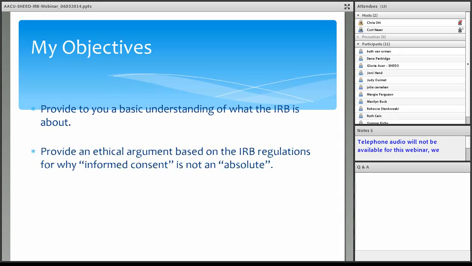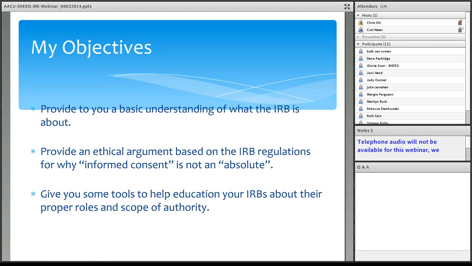And my third objective is to give you some tools to help educate your IRBs about their proper roles and scope of authority. One of the biggest problems I see in talking to a number of IRBs, particularly on the social science side, is that they tend to overextend their authority. Those decisions tend to be based on erroneous interpretations of the regulations. So I want to give you a little bit of ammunition, a little bit of understanding about the regulations, so that you have a good idea what their proper role is.